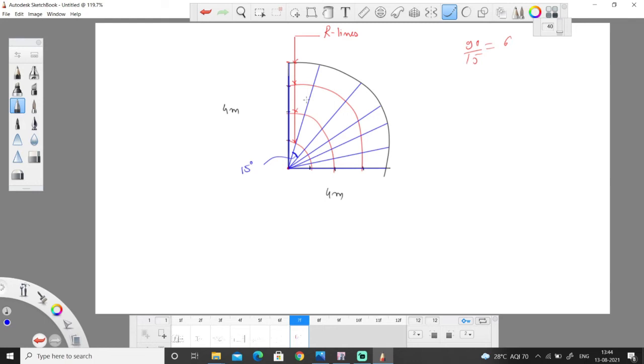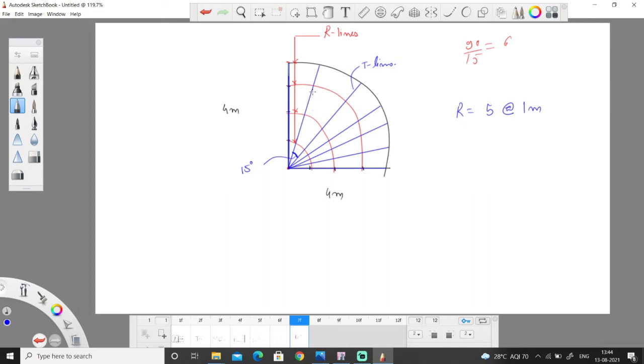Okay, so I will just write over here T lines. So for a quarter circle, how many R lines do I need? So 1 2 3 4 5. So 5 R lines are required at a spacing of 1 meter.